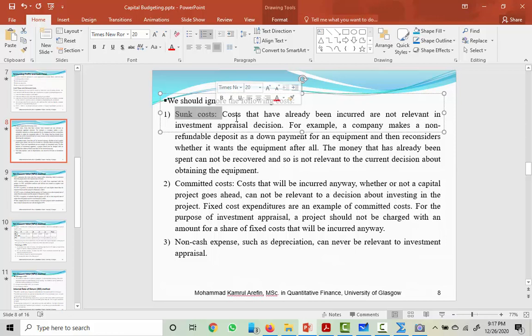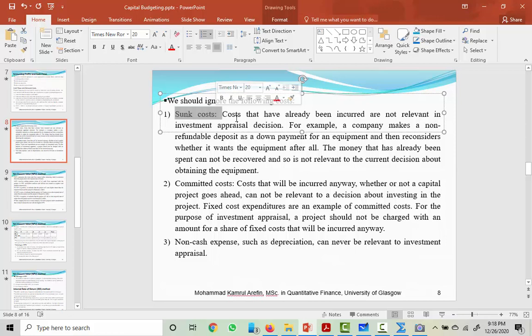So for example, you have spent already $100,000 to prepare the project proposal to apply for the bridge project, or apply for a construction project. So you want to participate in a bid for a construction project, and to prepare the project proposal, you have spent already, for example, $10,000. So if you do not get the project, this $10,000 will be sunk cost. This $10,000 cannot be materialized, cannot be realized.